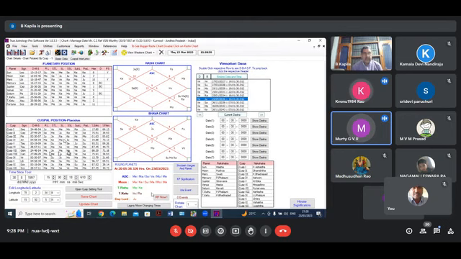The moon is stronger than those. No, Moon is a separate point. That is a separate point. You are right. We have to follow in the sequential order.